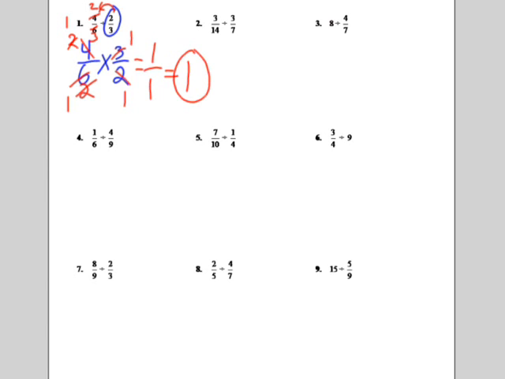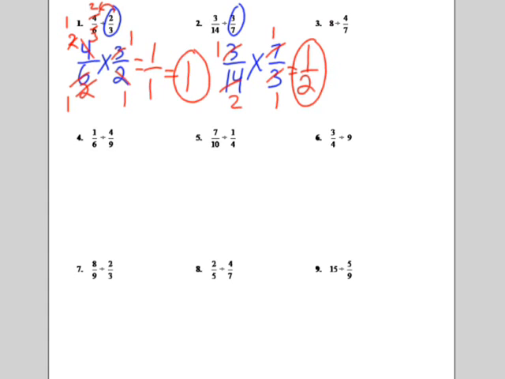So we're going to keep the first fraction, we're going to change it to multiplication, and we're going to flip the second fraction. We're going to take the reciprocal. Now we could cancel the 3's. We could cancel out the 7 and the 14. And the answer to this would be 1/2.